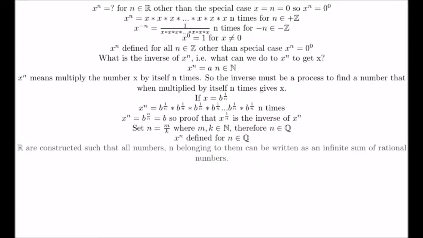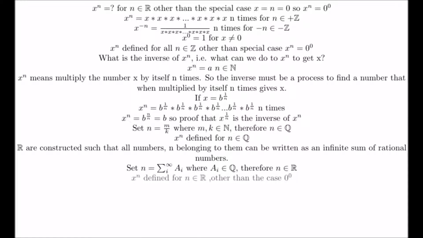Well, now the real numbers are constructed in such a way that an infinite sum of rational numbers can produce any element of the set of real numbers, so it can produce an irrational number. So we've managed to define x to the n for n as a rational number. We can just set n as an infinite series of rational numbers. We can now define x to the n for n as any real number, other than the special case 0 to 0. Let's take an example just to demonstrate.